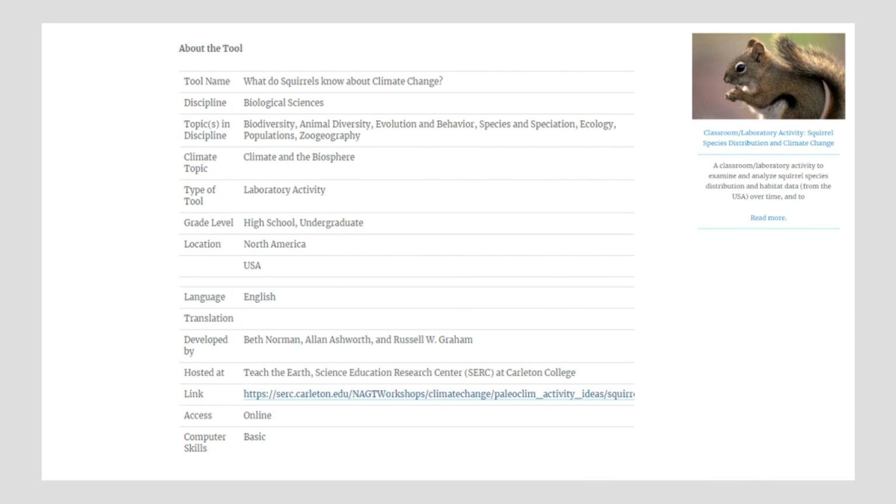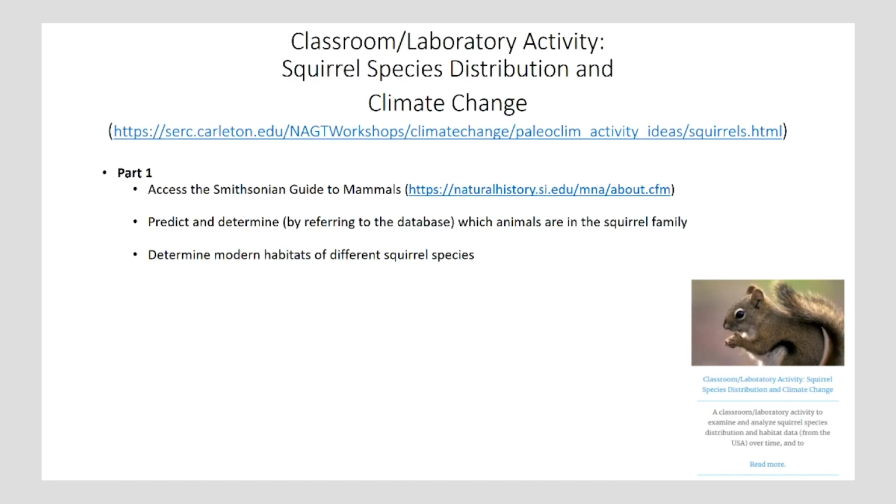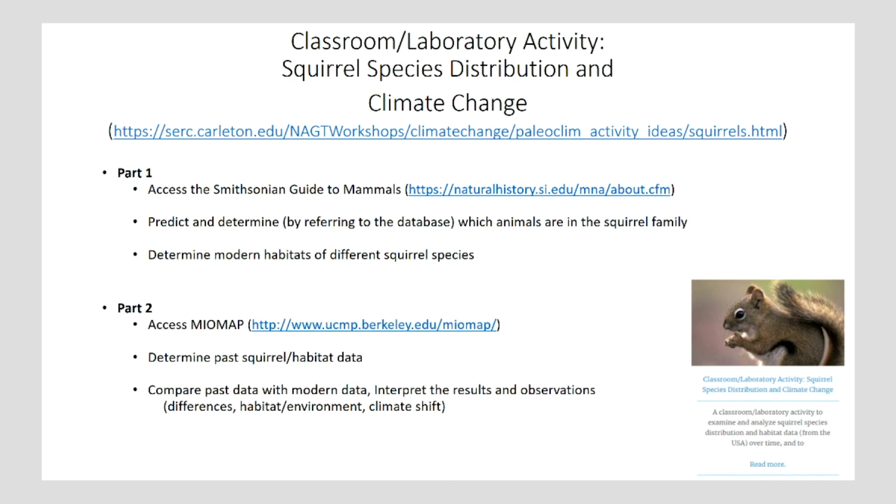This activity has been developed by Beth Norman, Alan Ashworth, and Russell Graham and can be found at the SERC Center at Carleton College. In this activity, there are two parts. First, you access the Smithsonian Guide to Mammals. You predict and determine by referring to this database which animals belong to the squirrel family. You determine the modern habitats of different squirrel species.